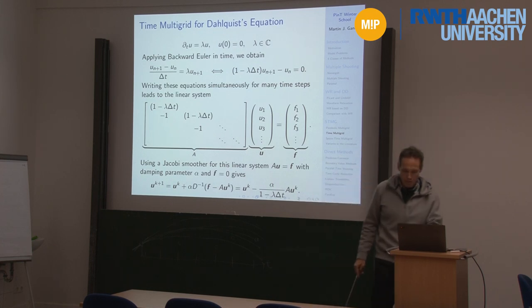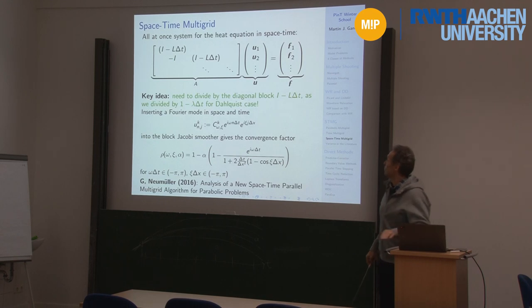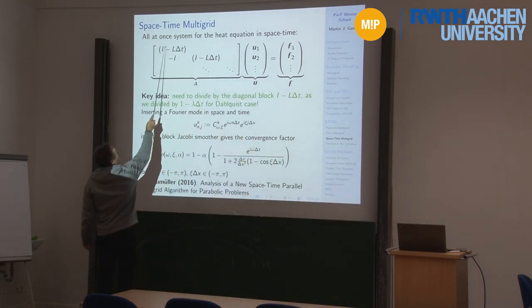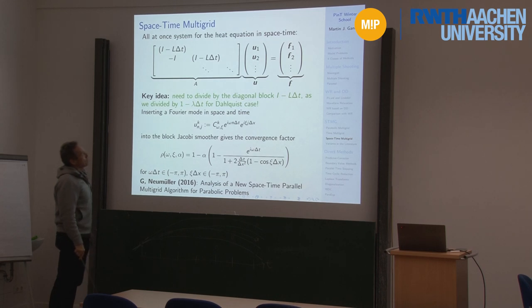And that's the invention in the thesis of Martin Neumüller. And so what you need to do, if you put back this Laplace operator here, in your Jacobi, you cannot just divide by the diagonal, you must divide by the entire block, like in the Dahlquist equation.